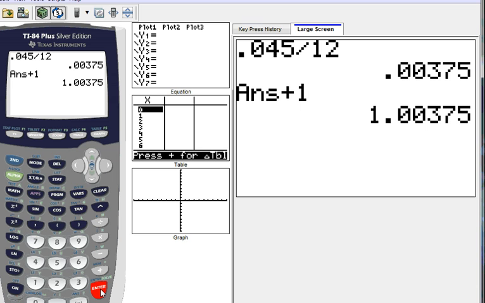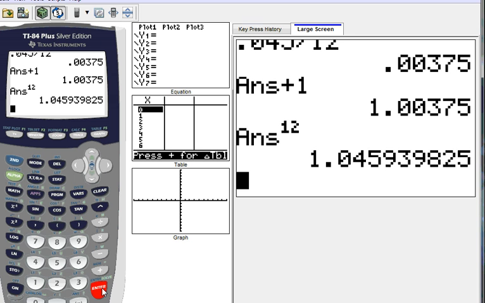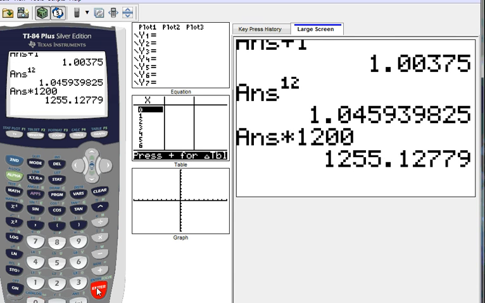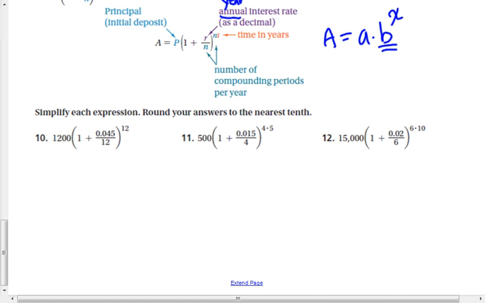That's your growth factor. Now you're going to raise that to the 12th power because we need to do exponents next. And then multiply that by 1200, and you should get the right answer: 1255.12. Go ahead and try these problems, and I'll check back with you.